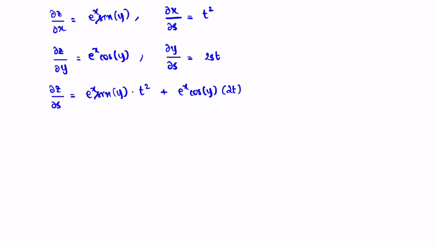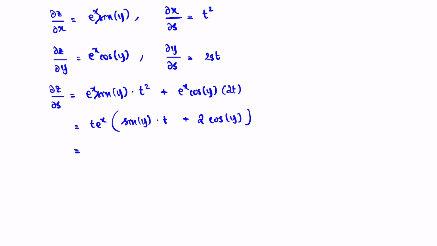So now I'm going to simplify this result a little bit. That is, I see that e to the x and t is the common factor, so I can pull that out, and I get t times e to the x, and I'm left with sine of y times t plus 2 times cosine of y.